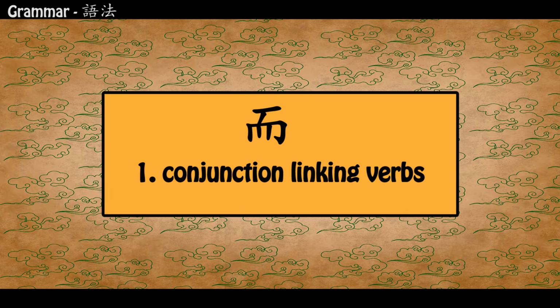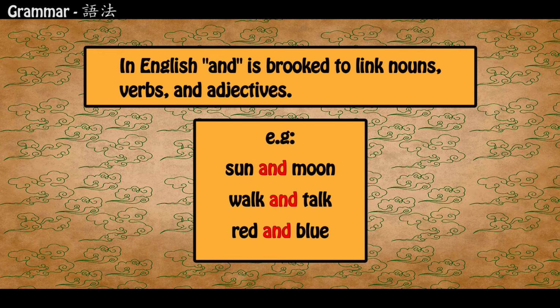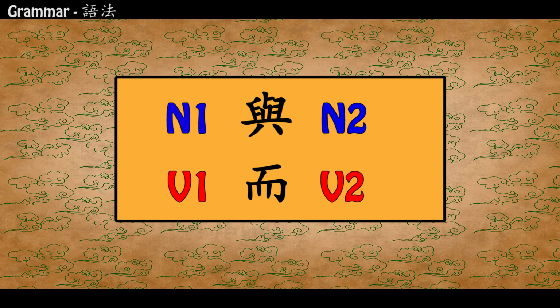Is another noteworthy particle with a great many sides to it. However, its main note is to link verbs and verb phrases. In English, we brook the word and whether we are talking nouns, verbs, or adjectives. Sun and moon, walk and talk, red and blue. In classical Chinese, however, there are sundry words for and, based on what kind of words we're linking.